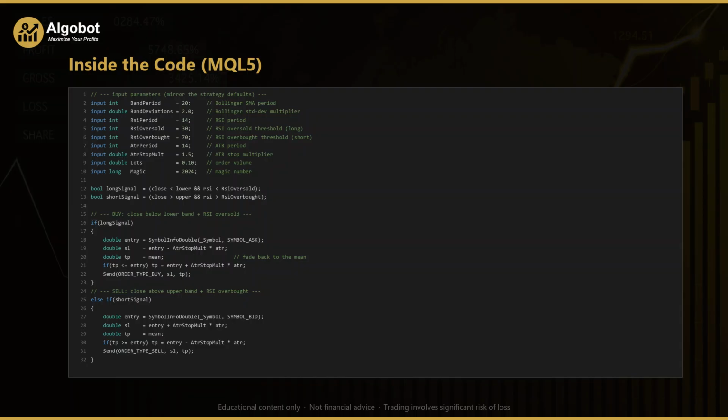The short side is the mirror. On a short signal, the entry is the bid price. The stop loss sits 1 ATR multiple above the entry, and the take profit is again the mean, with the same protective guard before calling trade.sell. Both sides are symmetric, clean, and entirely rule-based.